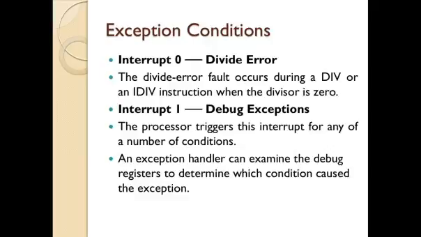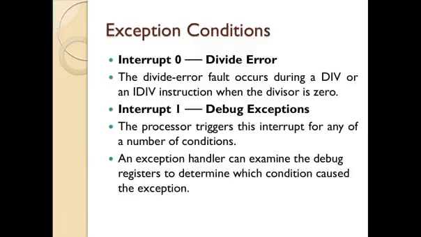We will see what the different exceptions are that are raised, and based on that the error code is generated. The first exception is interrupt 0. When we divide by 0, it is an interrupt 0. So, divide error when division by 0. The divide error fault occurs during a DIV or IDIV instruction when the divisor is 0.